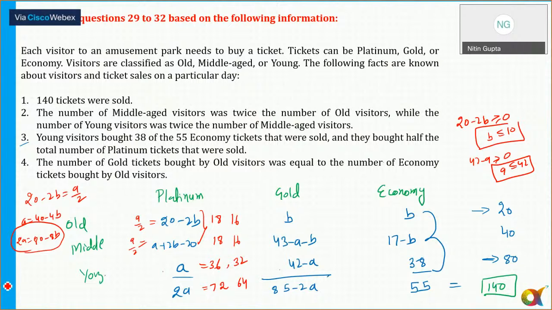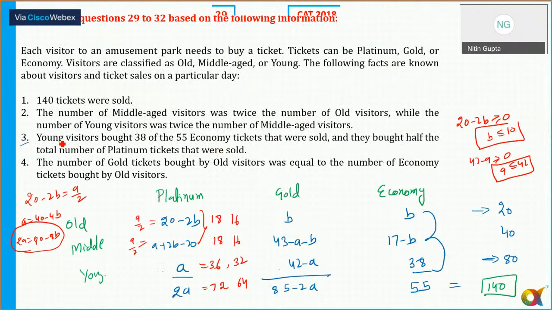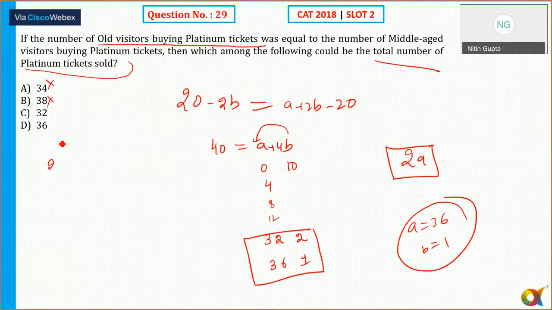Okay. I think I know what mistake I've committed. The question is talking about the total number of platinum tickets, which is equal to 2A. So in the option, the value of 2A is given. Remember guys, the option gives the value of 2A. A is a multiple of 4.